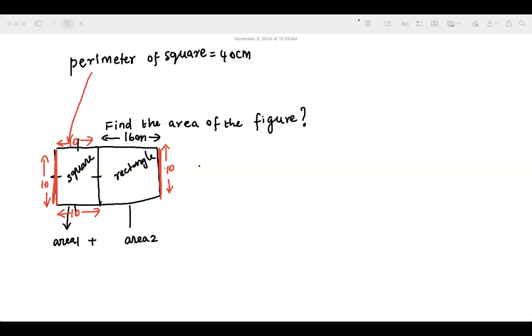So did you get that? Yes. So what should be the area of the figure? See, now the area of the figure is what? The area of the figure is a big rectangle. So what is this totally? 16 plus 10, 26 times 10. That's all. You got it?